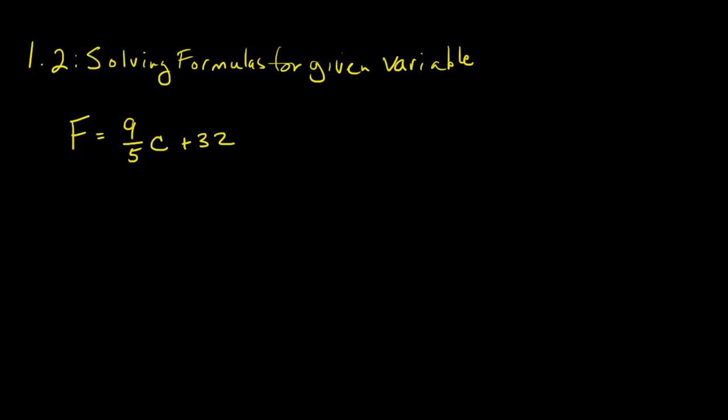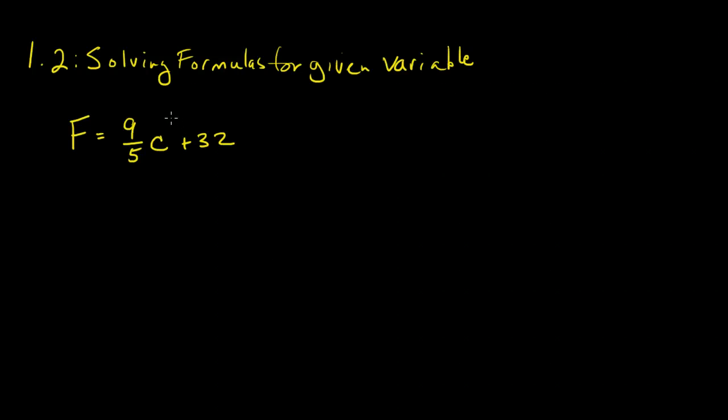Given a particular formula, you may be asked to solve that formula for one variable. In this case, we're given the formula that converts a Celsius temperature to a Fahrenheit temperature. And so we can use algebra to, instead of converting from Celsius to Fahrenheit, convert from Fahrenheit to Celsius.